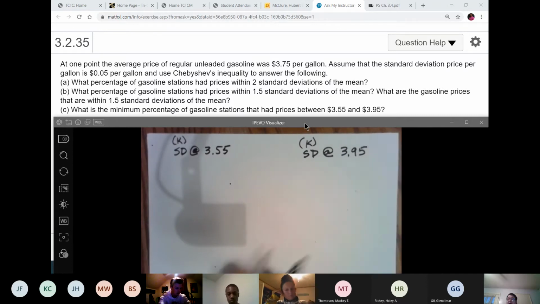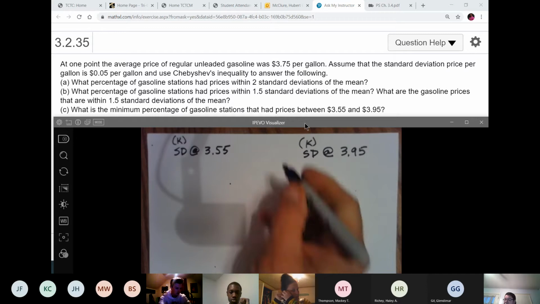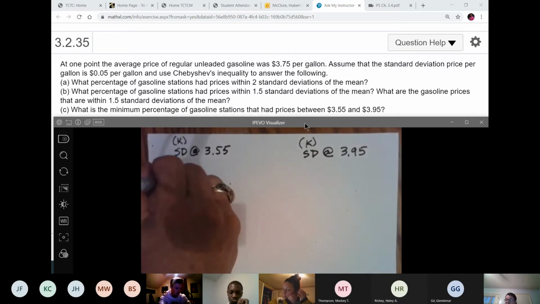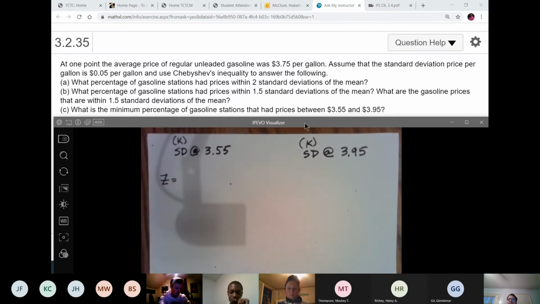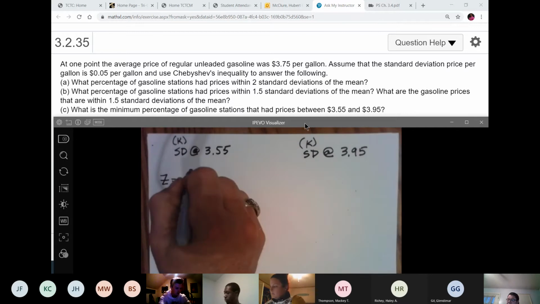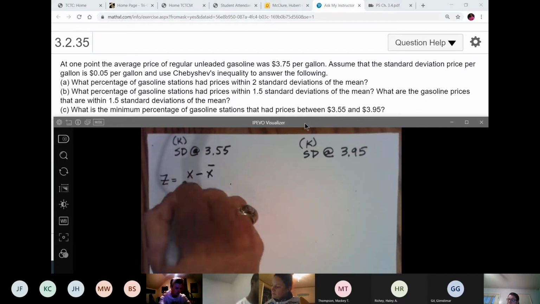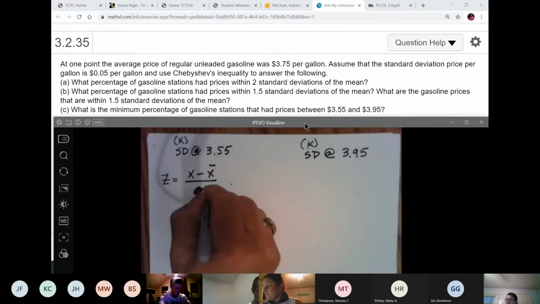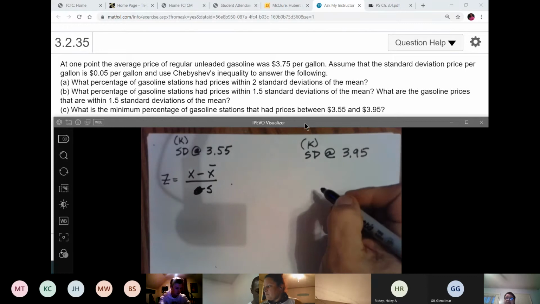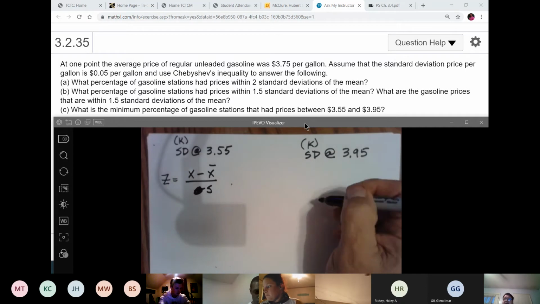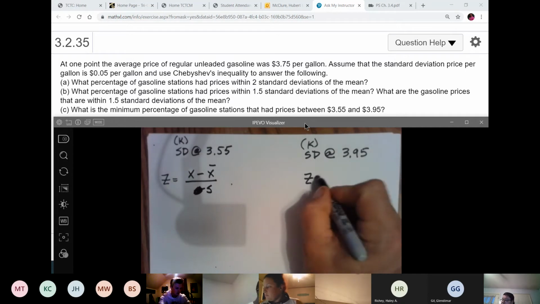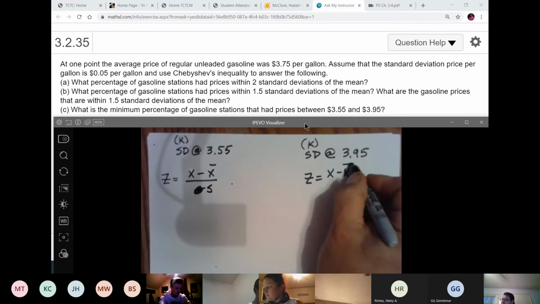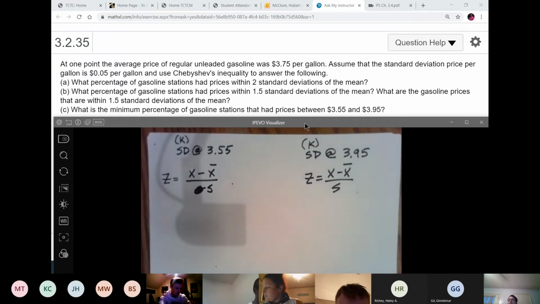Now, this is also good because we're going into the Z-score, and that's what this is. This is the formula for your Z-score, so write this down. X minus X bar over standard deviation. I'm killing 2 birds with 1 stone here. You're going to see this in 3.5. I think it's 3.5. Z is equal to X minus X bar over standard deviation.